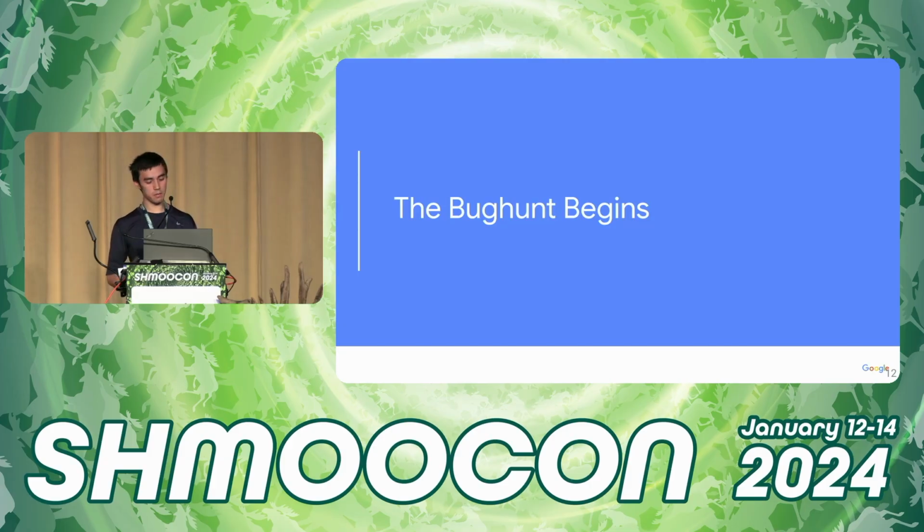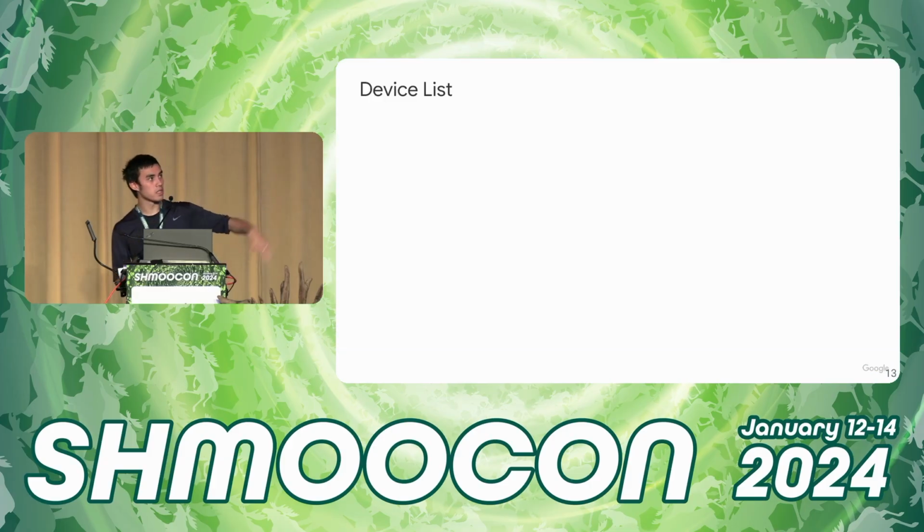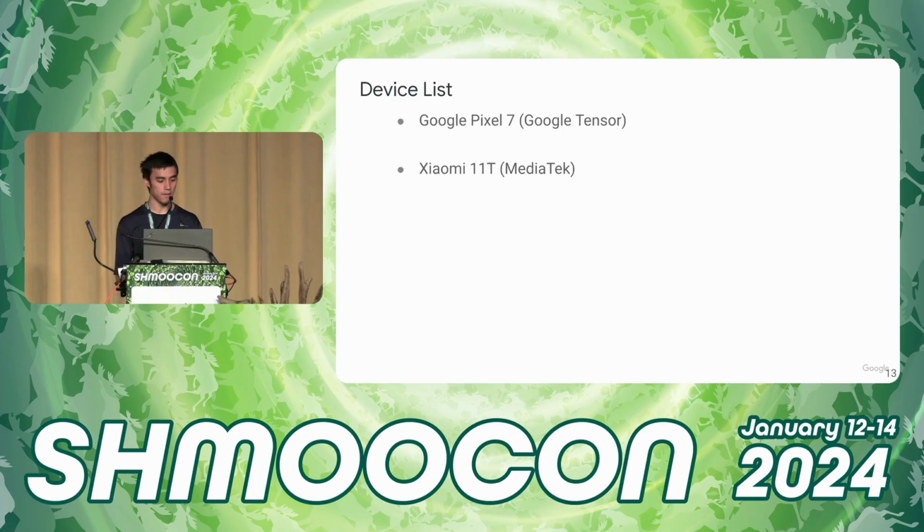Okay, so let's talk about the bug hunt. First we have this device list. I looked at three different devices: the Google Pixel 7, the Xiaomi 11T, and the Asus ROG 6. Two of them were MediaTeks, and one of them was a Google Tensor chipset. I wish I could say that I was trying to create some sort of thorough evaluation, a survey of all of the major chipsets on the market, but that's not true. It was just what I had on my desk.